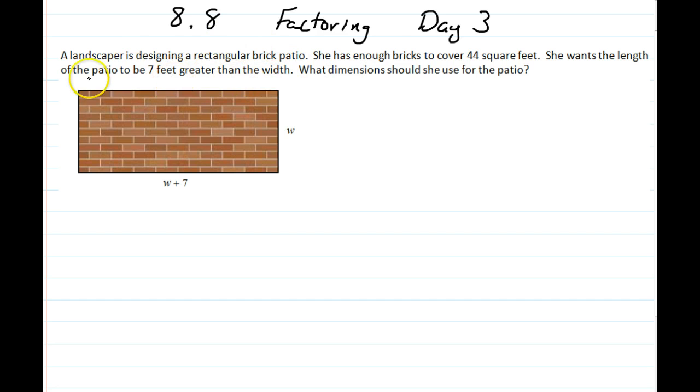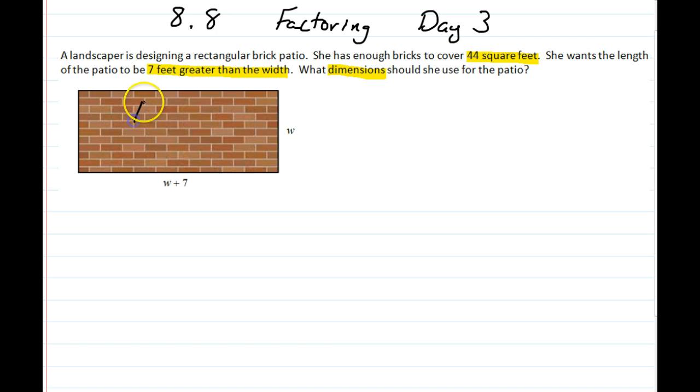So we have a designer who is making a rectangular brick patio. She has enough bricks to cover 44 square feet. She wants the length to be 7 feet greater than the width. What dimensions should she use for the patio? So we're looking for the final dimensions.